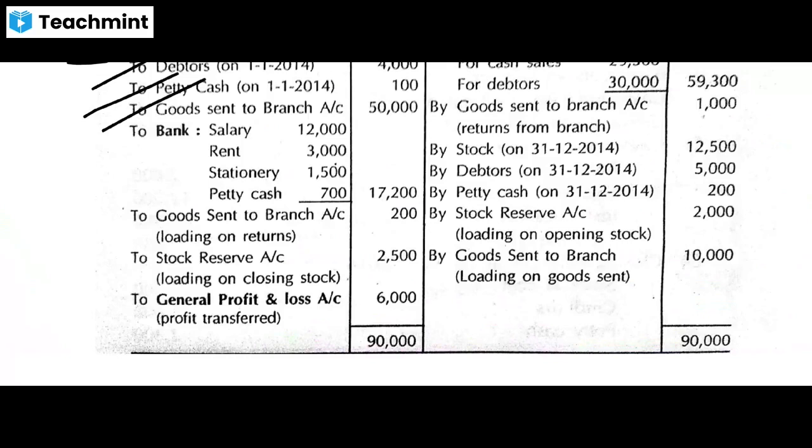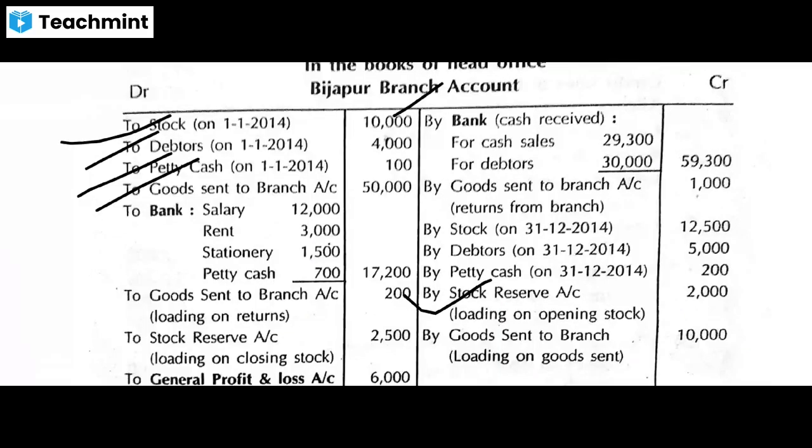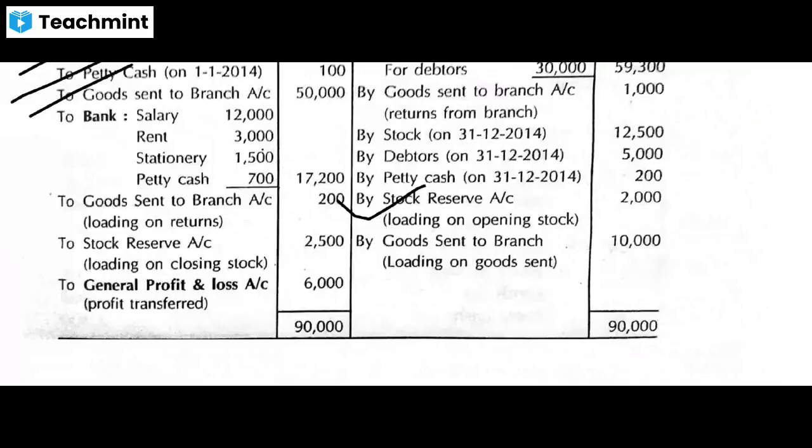So here, loadings on opening stock will be treated as stock reserve. How much amount is provided here? 10,000, provided directly in invoice prices. So we can easily find out that loading. 10,000 into 20 by 100, that means 1 by 5. 5 ones are 5, 5 twos are 10. Therefore, 2,000 is the stock reserve.